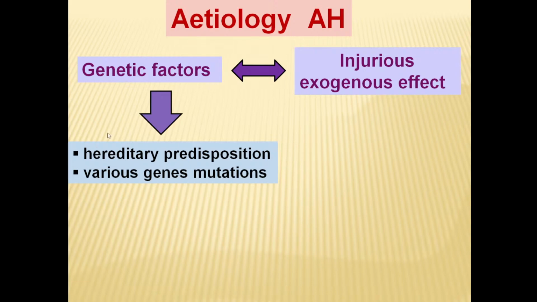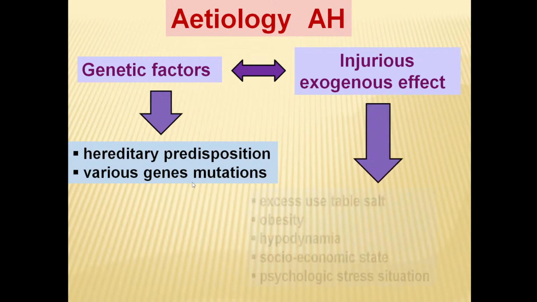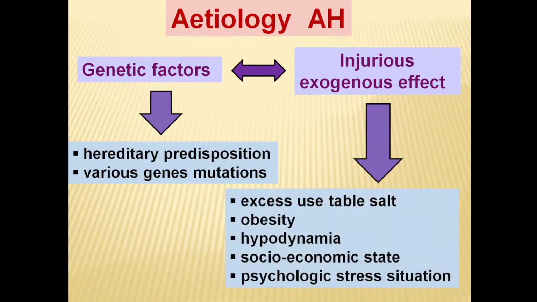Genetic factors are hereditary predisposition, which appears due to various genetic mutations. Exogenous factors are the same as for ischemic heart disease: obesity, hypodynamia, some socioeconomic status, predilection to psychological stress situations, some professional provoking factors, and arterial hypertension appears early in patients with excess use of table salt.